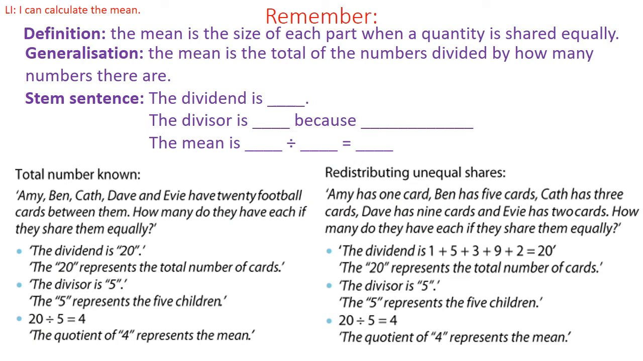So we've learned loads so far. We've learned what a mean is, that it's the size of each part when a quantity is shared equally. We know how to find it. The mean is the total number of numbers divided by how many numbers there are. And we've got a STEM sentence that can help us. The dividend is, the divisor is because, so the mean is something divided by something which equals.